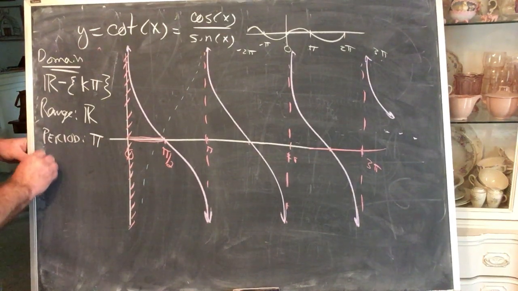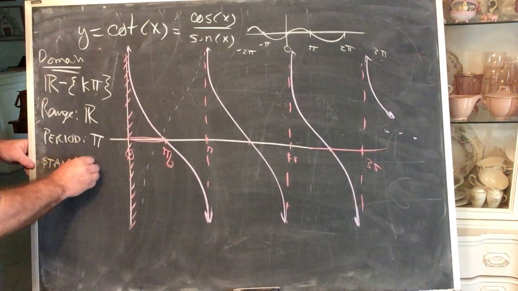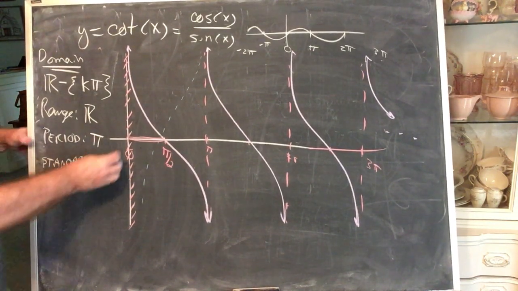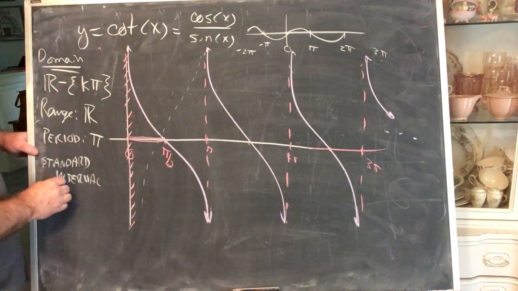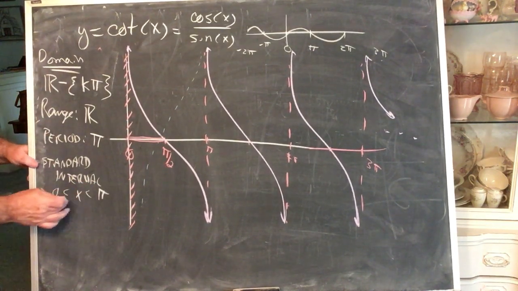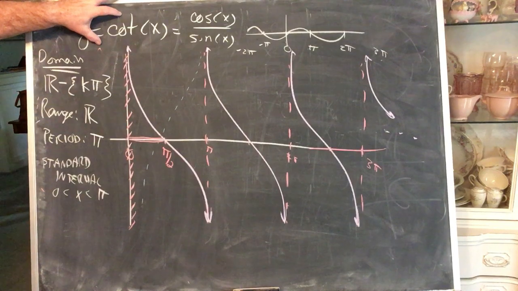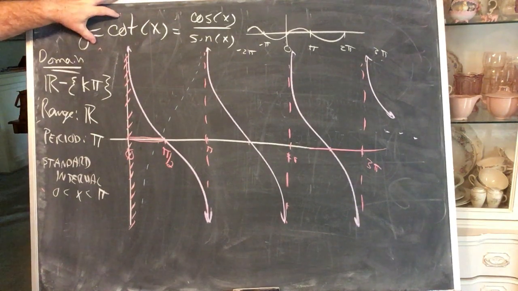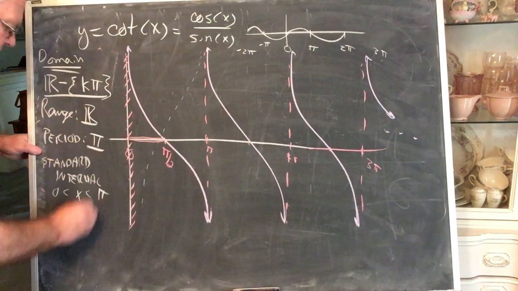And then the basic interval, or standard interval, is when you graph just one period, one of these strips. The standard interval used is from 0 to pi. Again, you do not include the endpoints because these are asymptote values. Those values are not achieved. So there's the graph of the cotangent function. The vertical asymptotes occur where the denominator is equal to 0. There's the cotangent function, and then here are the basic facts about that cotangent function: domain, range, period, and basic interval.